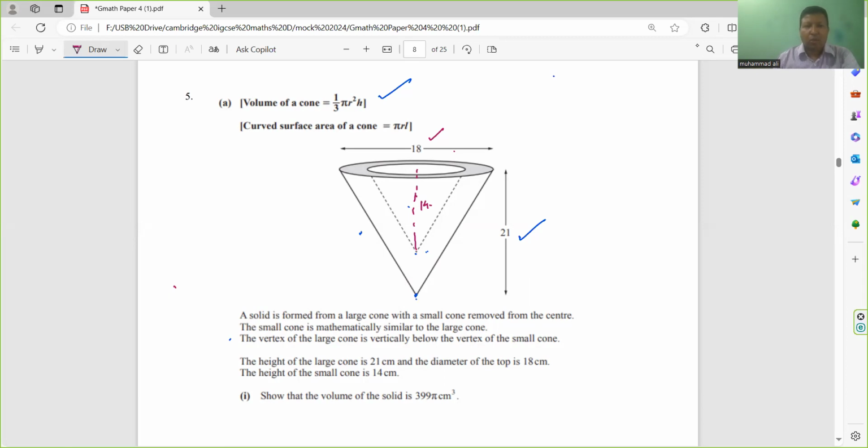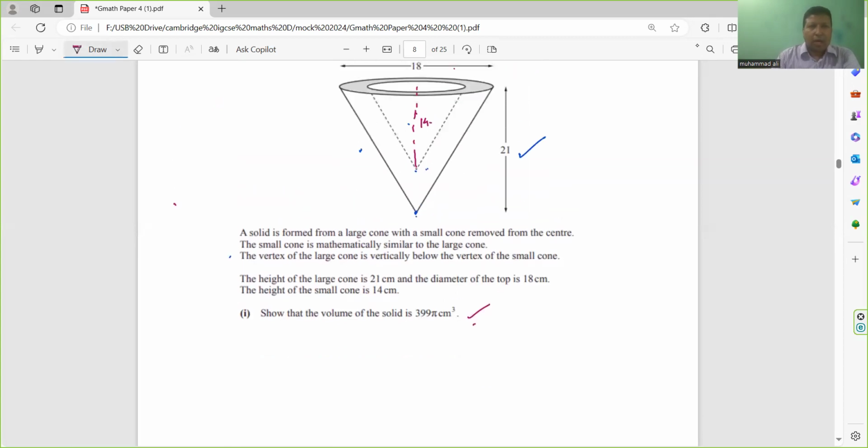Show the volume of the solid is 399 pi centimeter cube. So how will we find it? From the bigger cone volume, we have to subtract the smaller cone volume, then we get this result. Now, as both of these objects are similar, by using the similarity formula, this is the vertical height of the larger cone and the smaller cone height is 14.